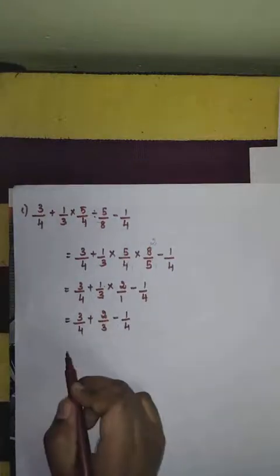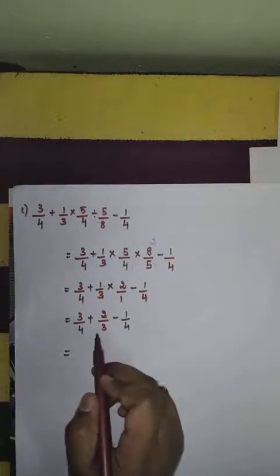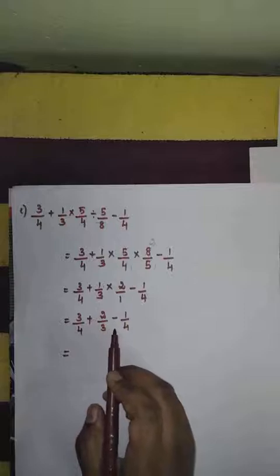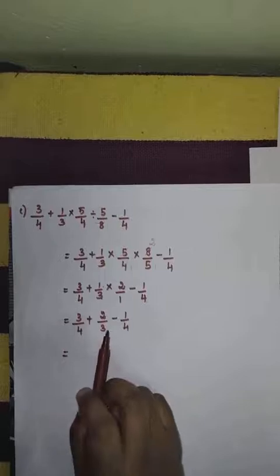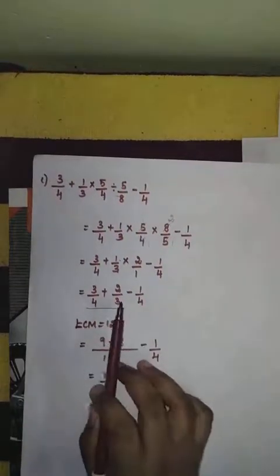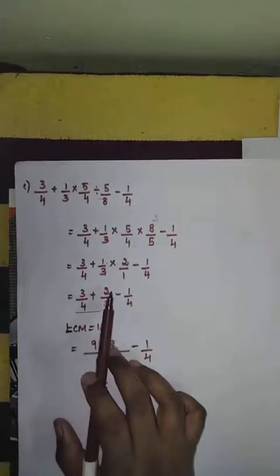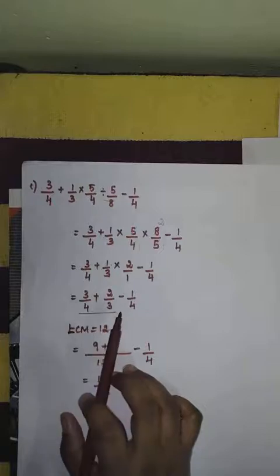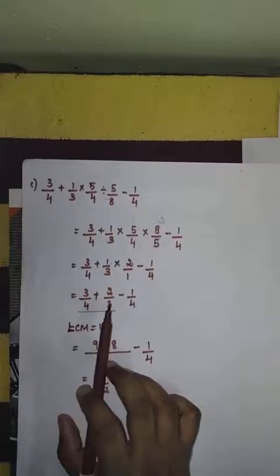3 by 4 plus 2 by 3. Now check the denominators. Whether both the denominators are same. No, denominators are not same. So we need to take LCM. Very good, LCM. So first we need to add these two fractions, 3 by 4 plus 2 by 3. When you are checking the denominators, both are different. So we need to take LCM. So LCM for 4 and 3 is 12.